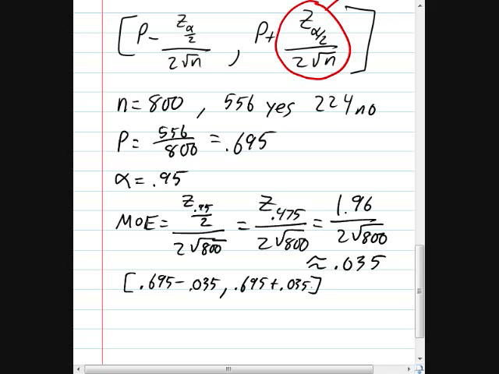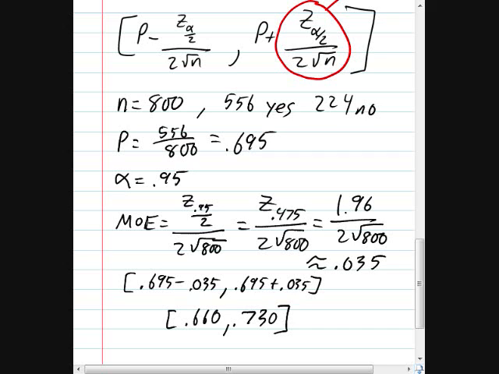For a confidence interval of 0.660 up to 0.730. So we're approximately 95% sure that somewhere between 66 and 73% of the entire population would have said yes to the question asked in our study.